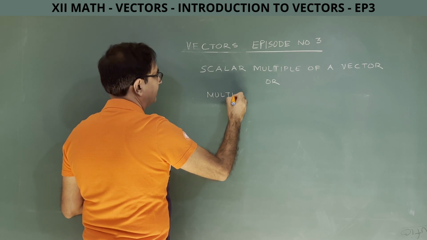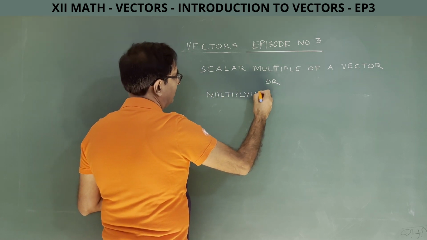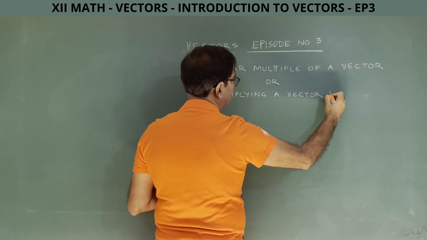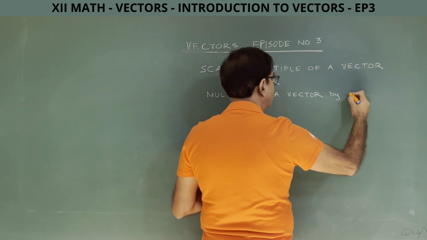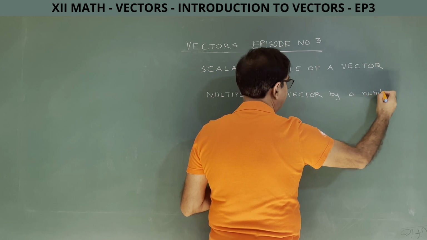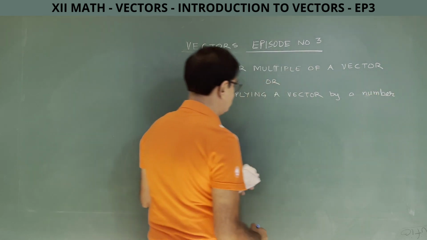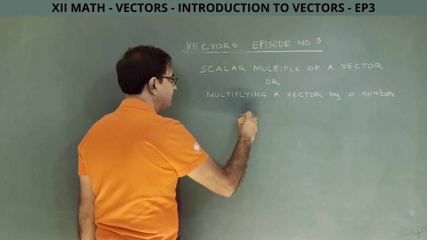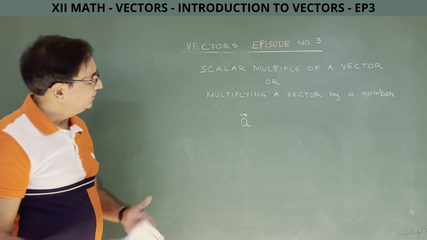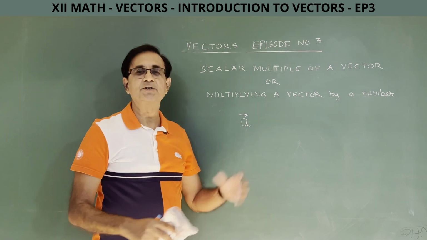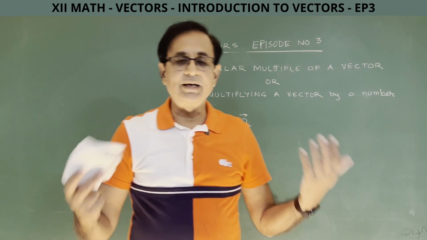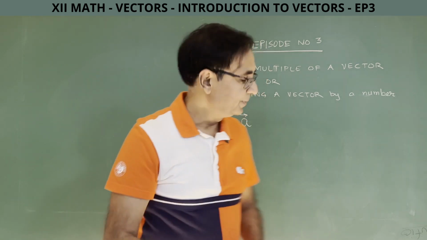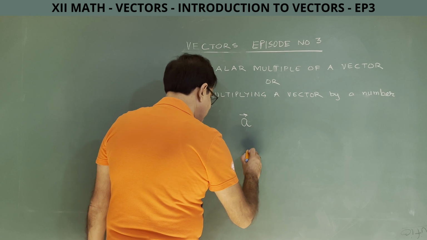Or I can say multiplying a vector by a number. This number can be negative or positive or even 0 also. So, suppose I am given a vector A. Alright. So, this vector has a specific magnitude as well as a specific direction. For some reason, you want to multiply this vector A by a number 2. So, how do I do that?